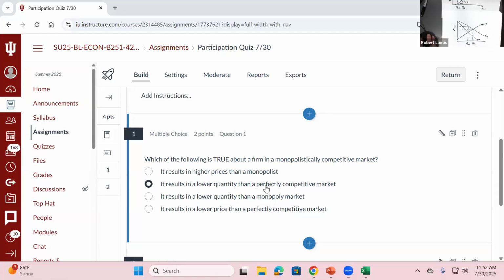We know that the perfectly competitive market is going to choose a higher quantity. So the monopolistically competitive market is choosing a lower quantity. So that's the one that's going to be true. However, they're not going to choose a lower price. We said they're going to choose a higher price than in the perfectly competitive market. Now, relative to the monopolists, right?